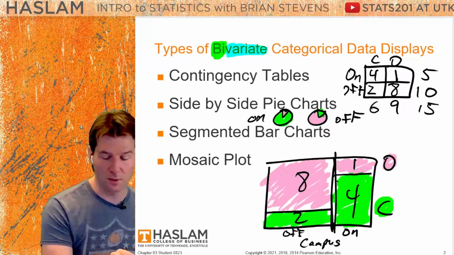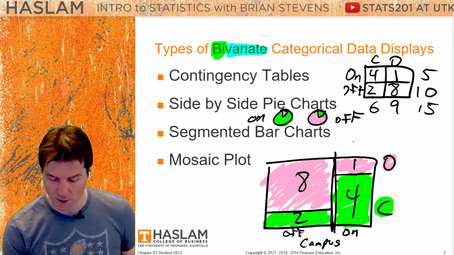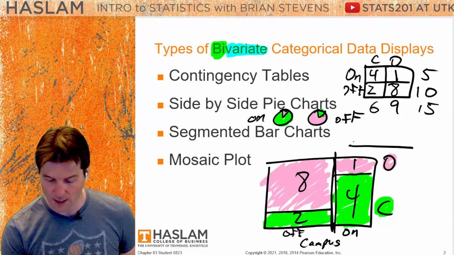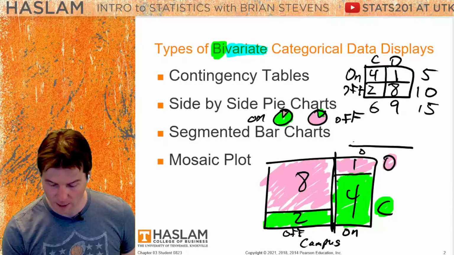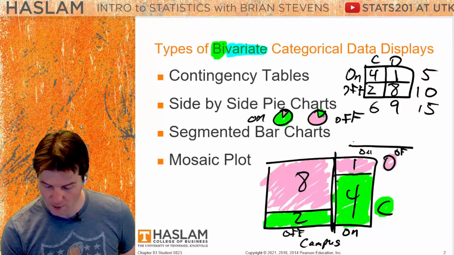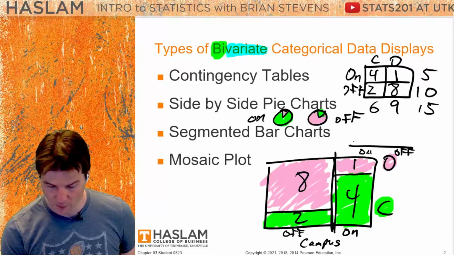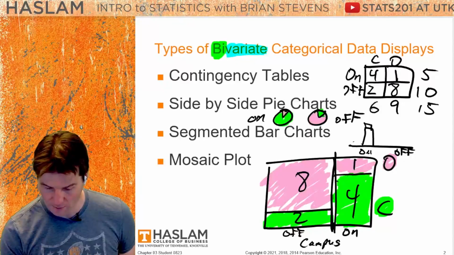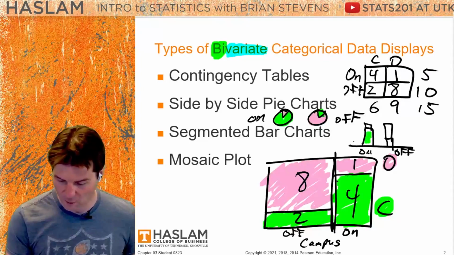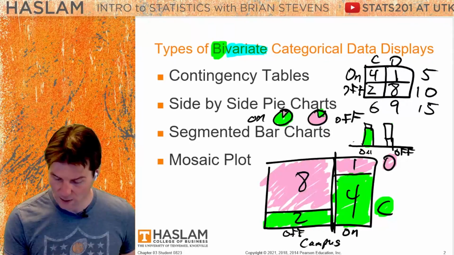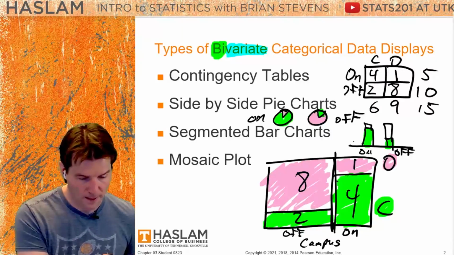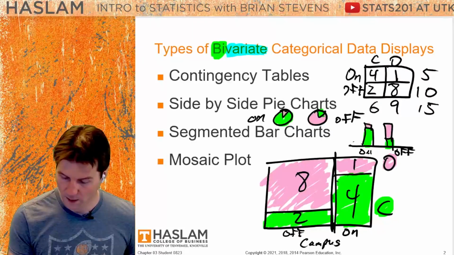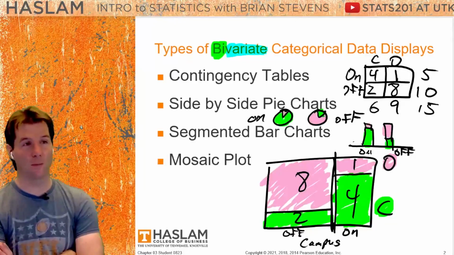Segmented bar charts, or stacked bar charts, are when you take your bar charts and stack them such that we have an on-campus one and an off-campus one. So the on-campus bar chart would have more green and a tiny bit of pink, and over here would be the reverse. So you'd have more green right here, and then less green down here. And that's stacked or segmented bar charts.